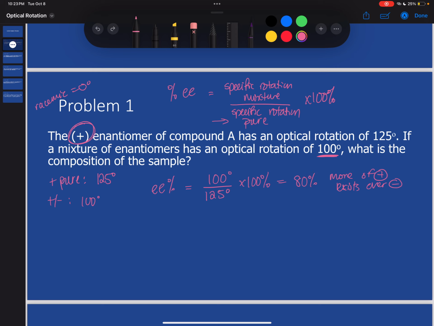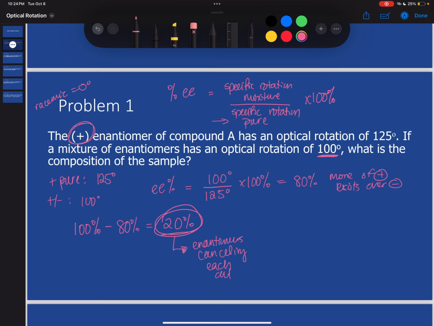So in order to find the total amount, we need to figure out what the rest of the mixture is. If I'm talking about percentage, I can figure out the rest of the composition by subtracting from 100. So that means I'm going to get 20%. This 20% represents the enantiomers that are canceling each other. So this is how much is not being canceled, and this is how much is being canceled.